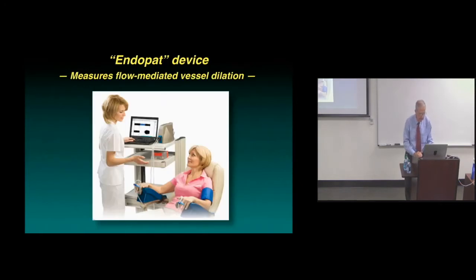We bought one of these. We bought several of these machines, actually. This company calls it the Endopat device, and it measures this flow-mediated vessel dilation. There's a blood pressure cuff. We actually have one on both arms when we do it. There are these finger probes down here that measure the pulse waves, and you can quantify the hyperemia that occurs, either the presence or the absence of that.